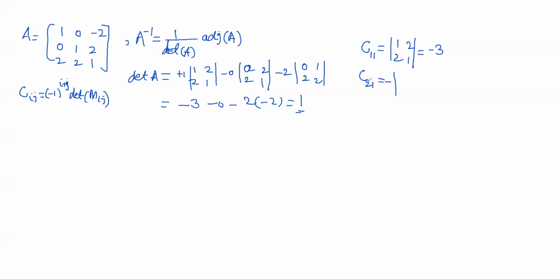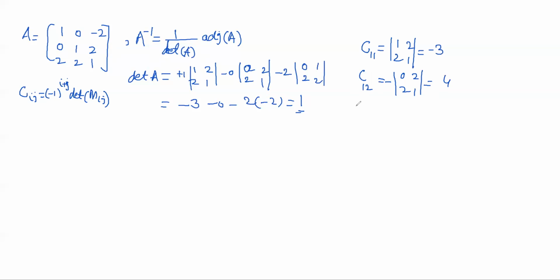It is not 2, 1, it will be 1, 2 actually. Sorry. It will be 1, 2: first row, second column, so 0, 2, 2, 1. With the minus sign, we therefore get plus 4.